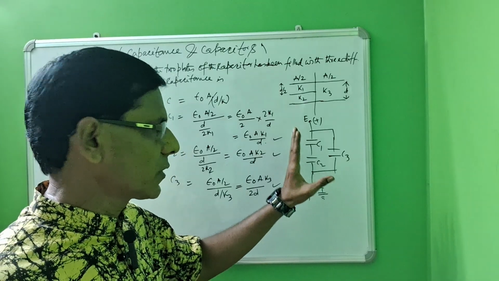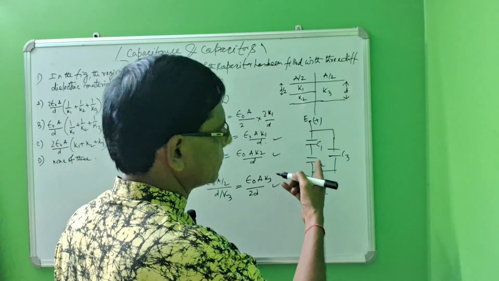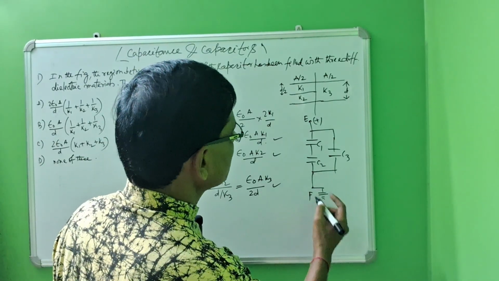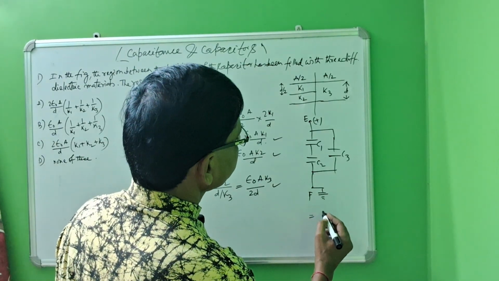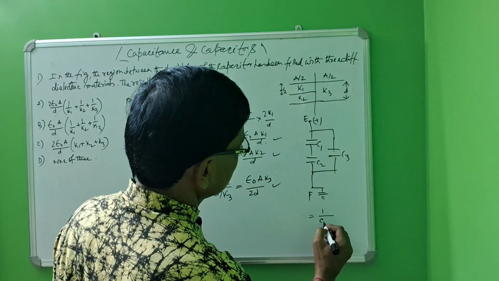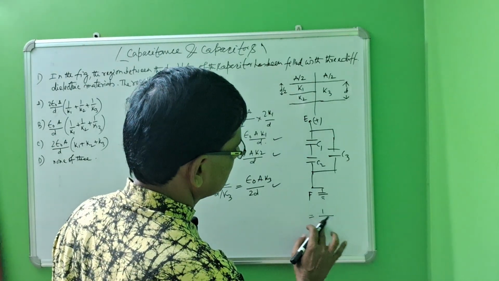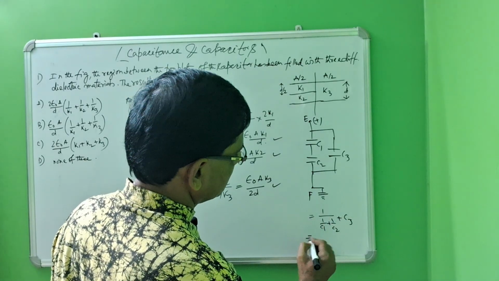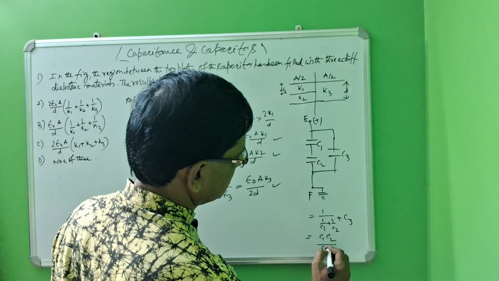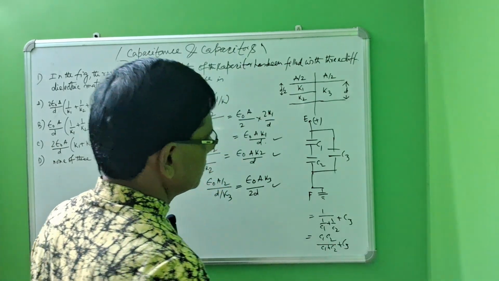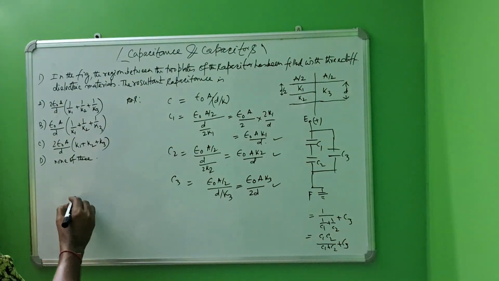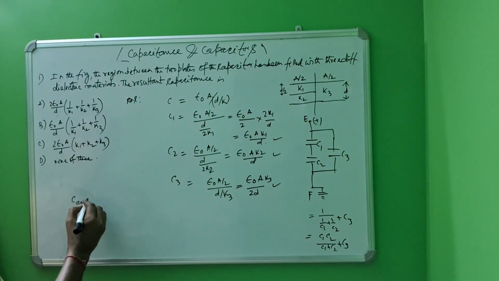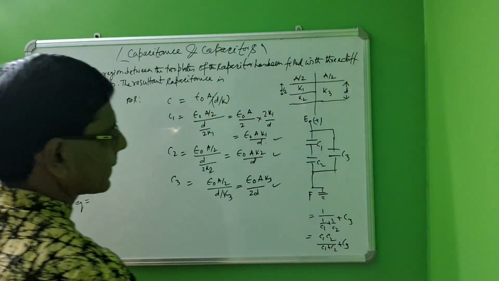So this is the simplified equivalent problem. What is the resultant of the capacitors? What is the equivalent capacitance? So here we can get equivalent capacitance as equals to C1 C2 upon C1 plus C2.